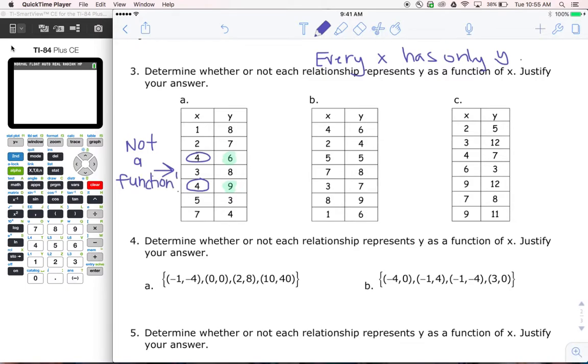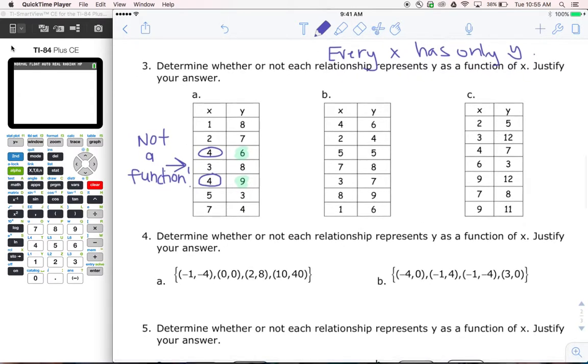Okay? So then we can look at example B. We've got 4, 2, 5, 7, 3, 8, 1. So none of these repeated. Now on the right, we do see that I have a 6 and another 6. Guess what? We don't care. We don't care about y. We don't even have to look at y, honestly, when we're deciding whether or not we have a function. We only look over here at the x's. And since none of these x's repeated, we do have a function. You're going to go ahead and do problem C over there on the right.